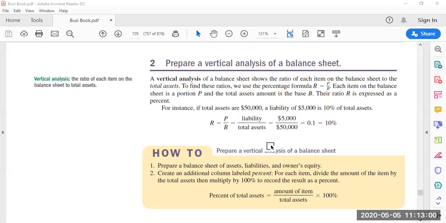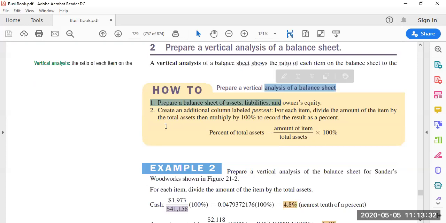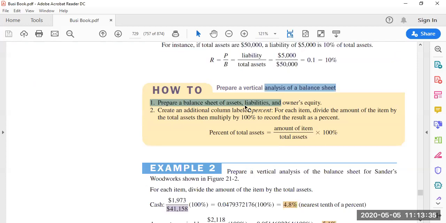So we very quickly can look at how to prepare a vertical analysis of the balance sheet simply by creating your balance sheet and then creating another column whereby you can show the actual ratio of that asset or liability compared to the total assets. That's a simple way of looking at it. So here in your how-to section, 2 steps. First, you prepare your balance sheet, the entire balance sheet. And then secondly, you create an additional column labeled percent.